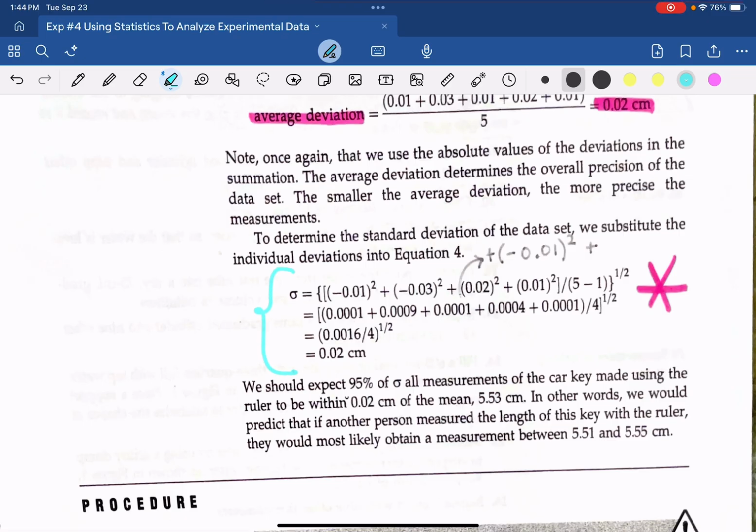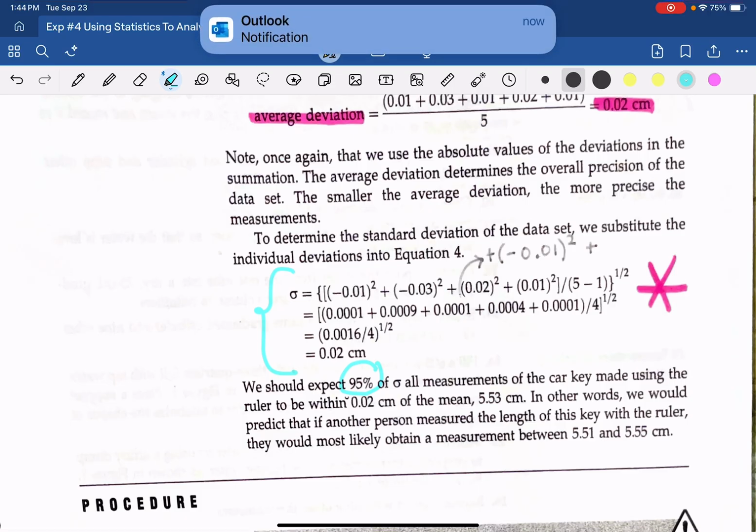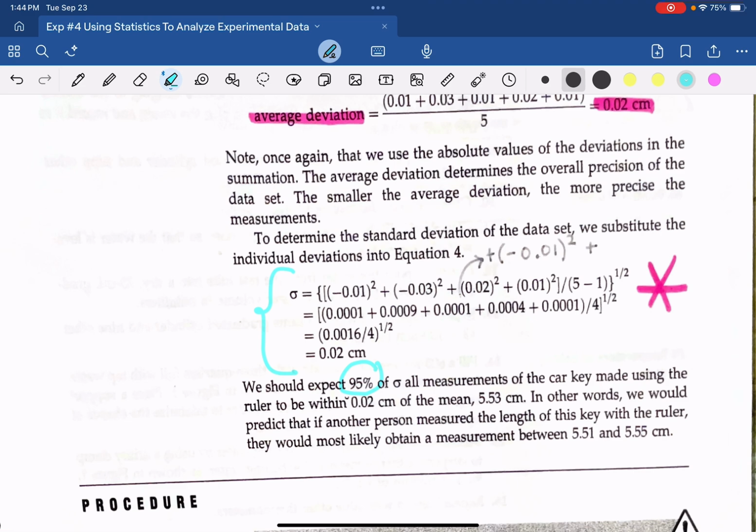All right, what does that tell us? It goes back to the fact that we expect 95% of all of the deviations, measurements of the car key made using the ruler to be within 0.02 centimeters of the mean, which is 5.53. In other words, we would predict that if another person measured the length of this key with the ruler, they would most likely obtain a measurement between 5.51 and 5.53.